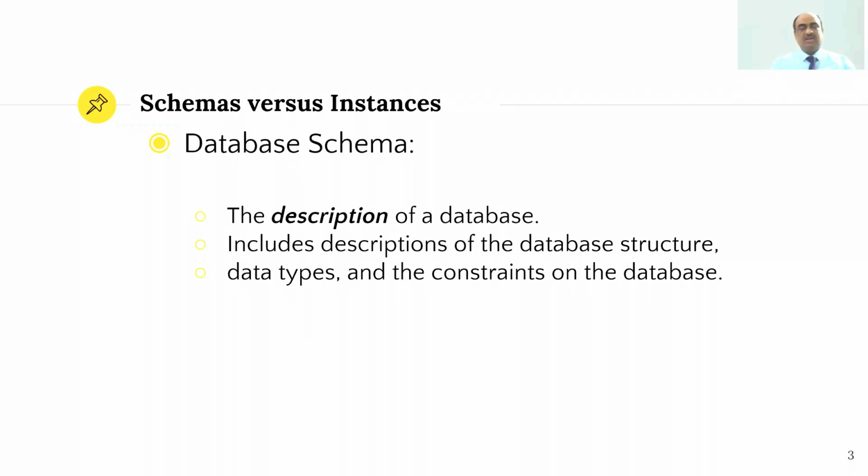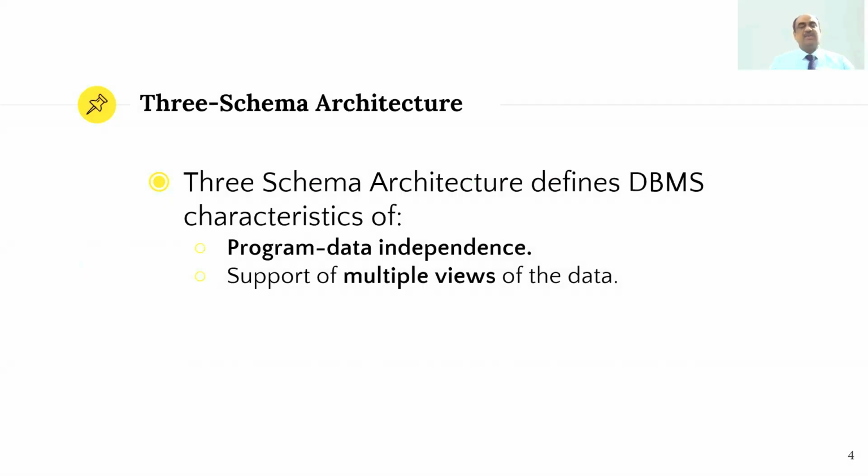And the instances, at a particular time, the current state of the database, is called instances. So as we said, schema is for the overall design of a database. Based on the schema, the three-level architecture of database systems is defined. The three-schema architecture defines the DBMS program-data independence as well as how it supports multiple views of the data. Once we see the architecture of the DBMS, then we'll see in detail about the program-data independence.